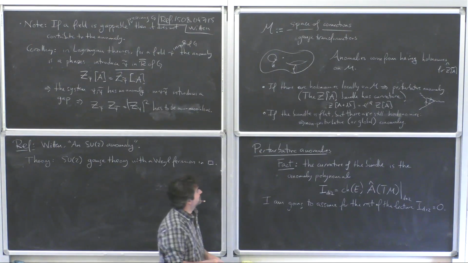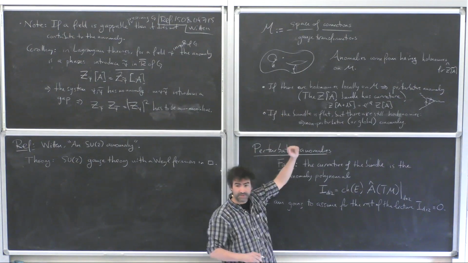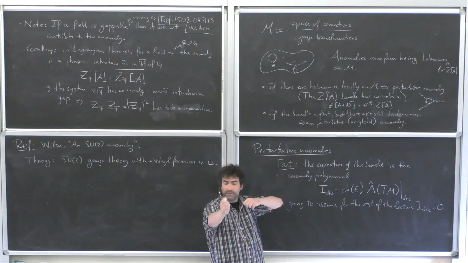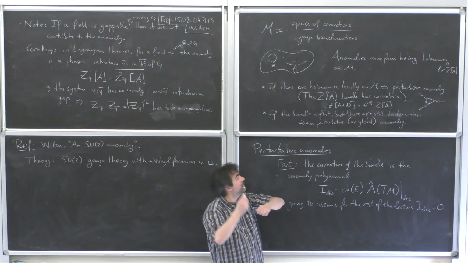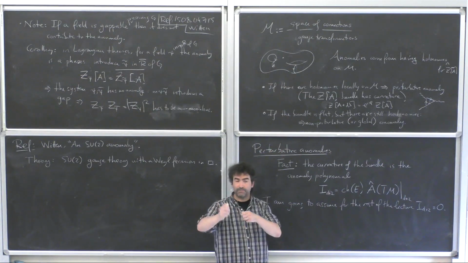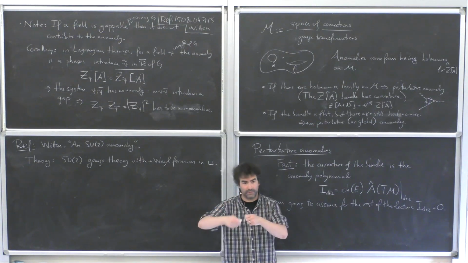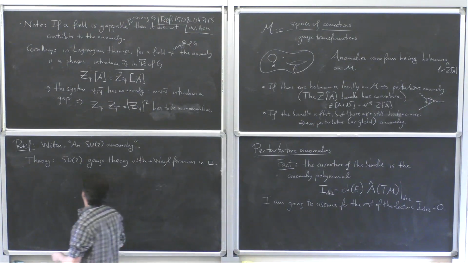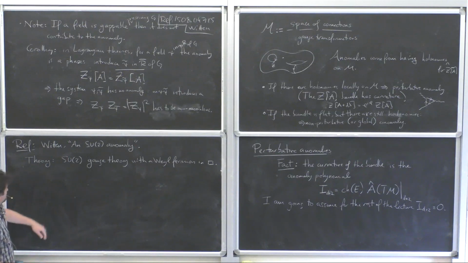And the way he showed it, basically, is by making that picture precise. He constructed a family of connections that made a loop in this space M. And he showed that the partition function picks up a minus sign as you go around this loop. So let's try to understand first what the loop is.